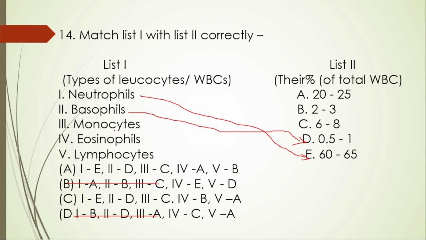Third one, monocytes. Usually monocytes will have 6 to 18%. So third one is C. Next let's go for the fourth one, eosinophils. Eosinophil is about 2 to 3%. So for fourth, B is correct. So this one is wrong. We will go with option C. Here the right option is option C.